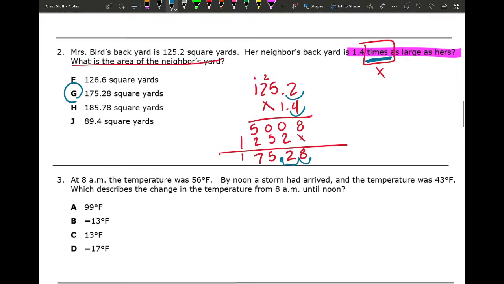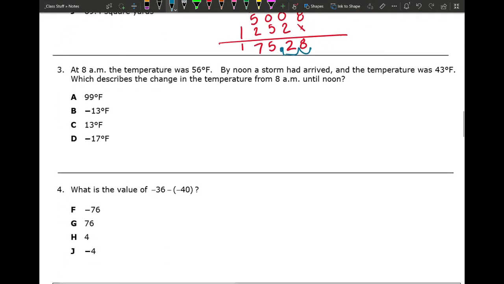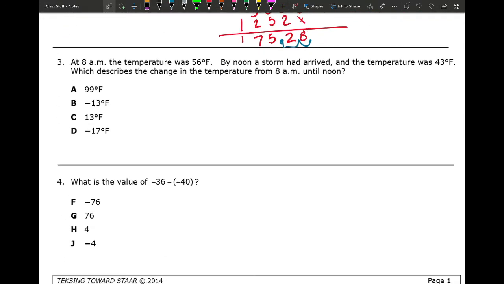Number 3, at 8 a.m. the temperature was 56 degrees Fahrenheit. So at 8 a.m. it was 56. By noon, the temperature was 43.